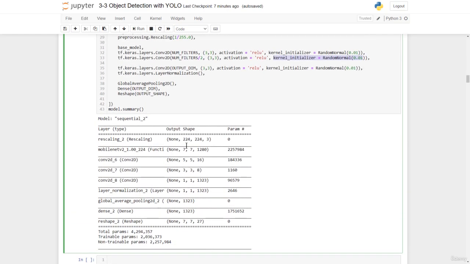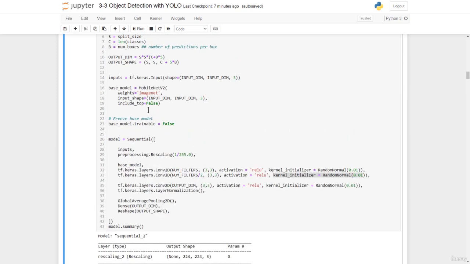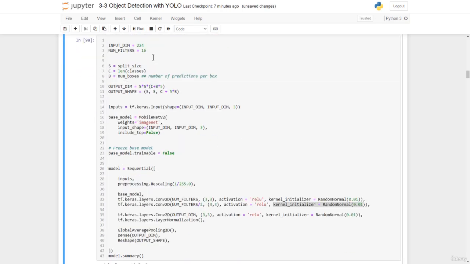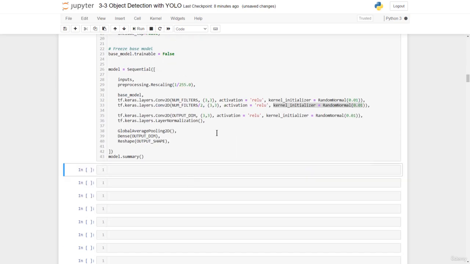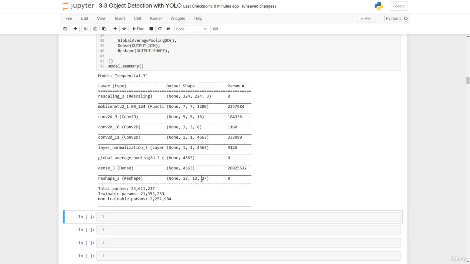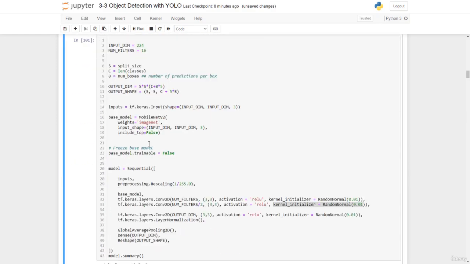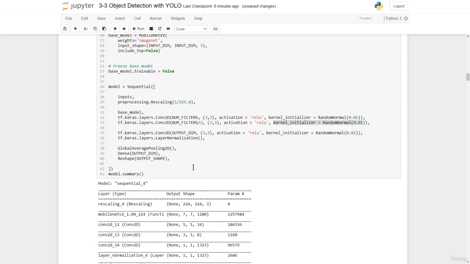So looking at this, we have our input after the MobileNet. We have the conv layer, another conv layer, this other conv layer with this number of outputs, the layer normalization, the global average pooling, the dense layer, and then the reshape. So it takes up the shape we actually want to work with. In that sense, suppose we have a split size of say 13, you see this gets modified automatically. So we have 13 by 13 by 27. Let's come back to this. We have the split size of 7, and this is what we get.